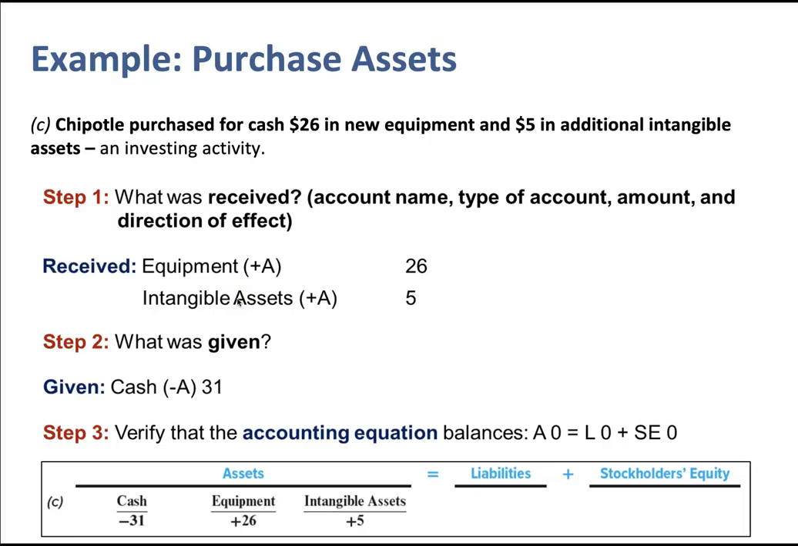For example, a patent is an intangible asset. So we received $26 of equipment and $5 of intangible asset. They both are assets. And then what was given was cash. So 26 plus 5, we paid $31 in cash. If we write that in this equation, you will see everything falls under the left-hand side, which is under assets. Cash reduces by $31, we gave up cash, and we obtain equipment and intangible assets. 5 plus 26 equals 31.